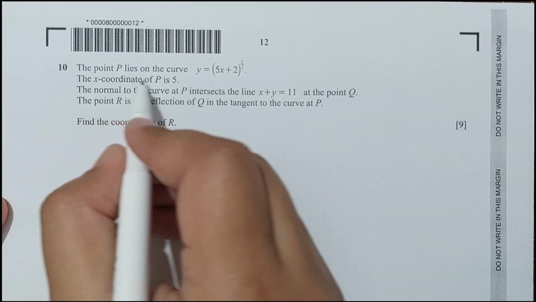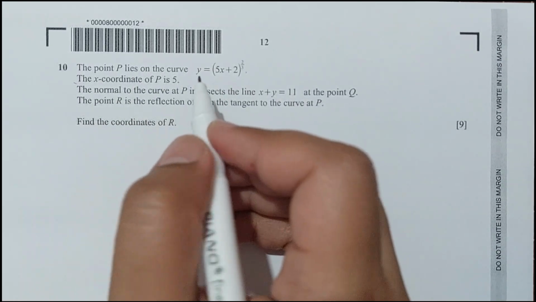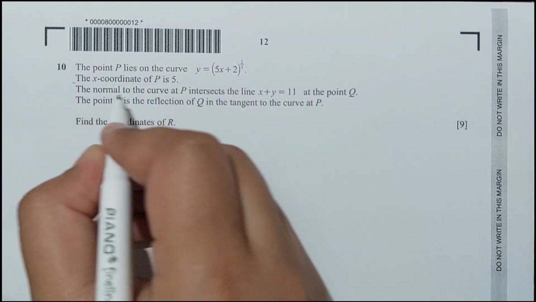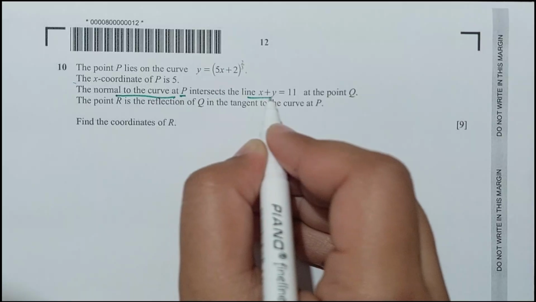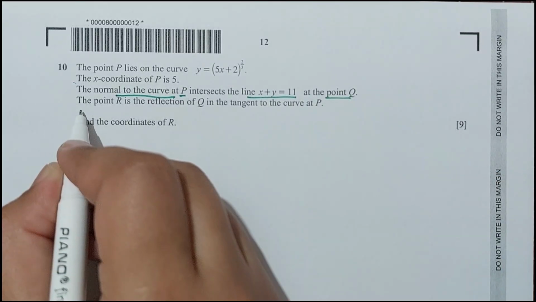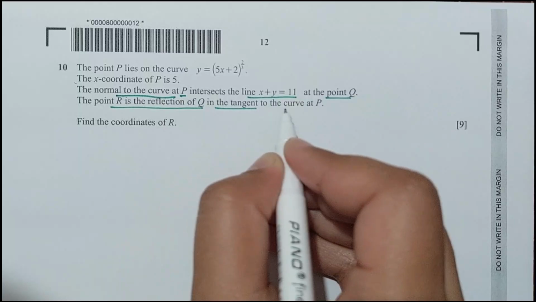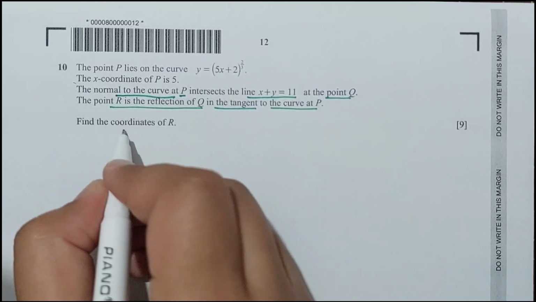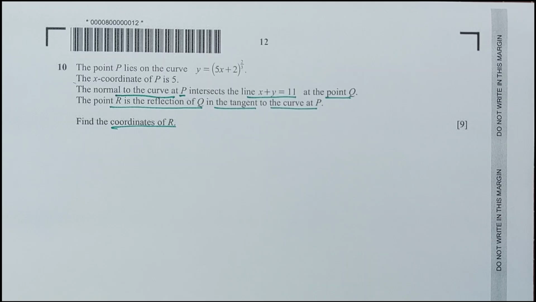Question number 10. Point P lies on this curve. The x coordinate of P is 5. The normal to the curve at P intersects the line at point Q. The point R is a reflection of Q in the tangent to the curve at P. Find the coordinates of R. There are so many things happening in this question. So let's solve this step by step. So let me read it again.